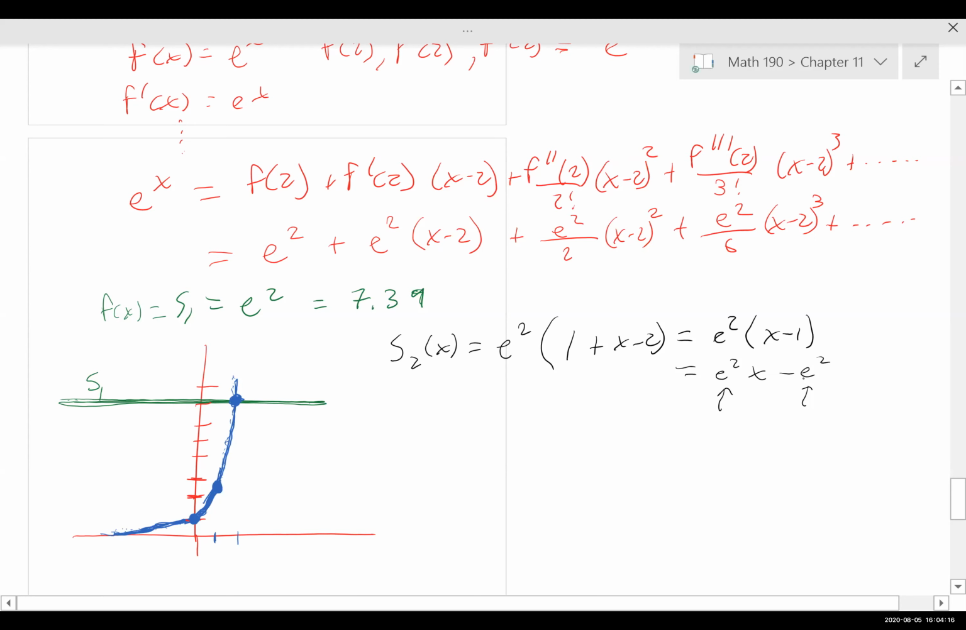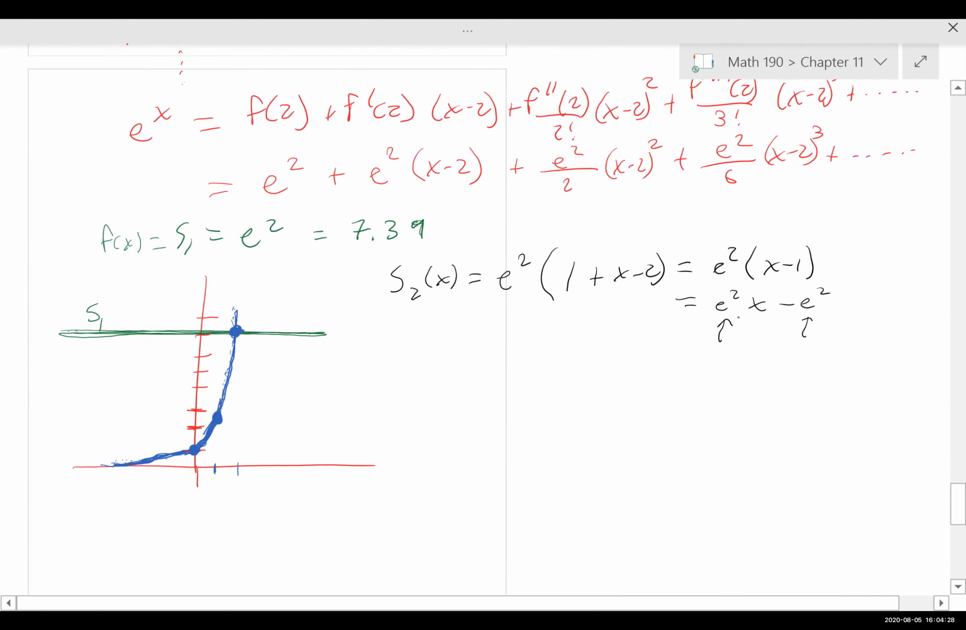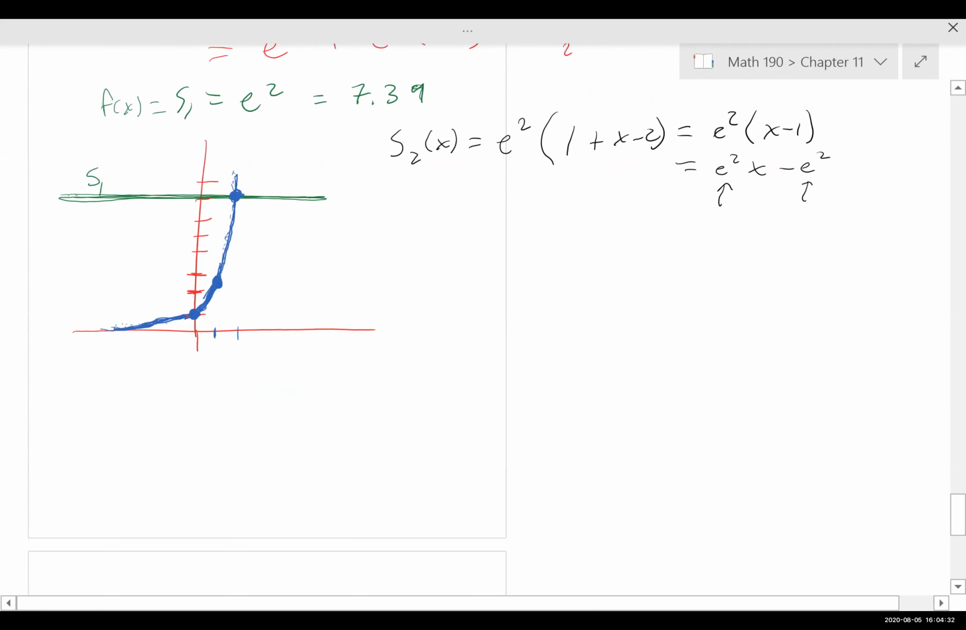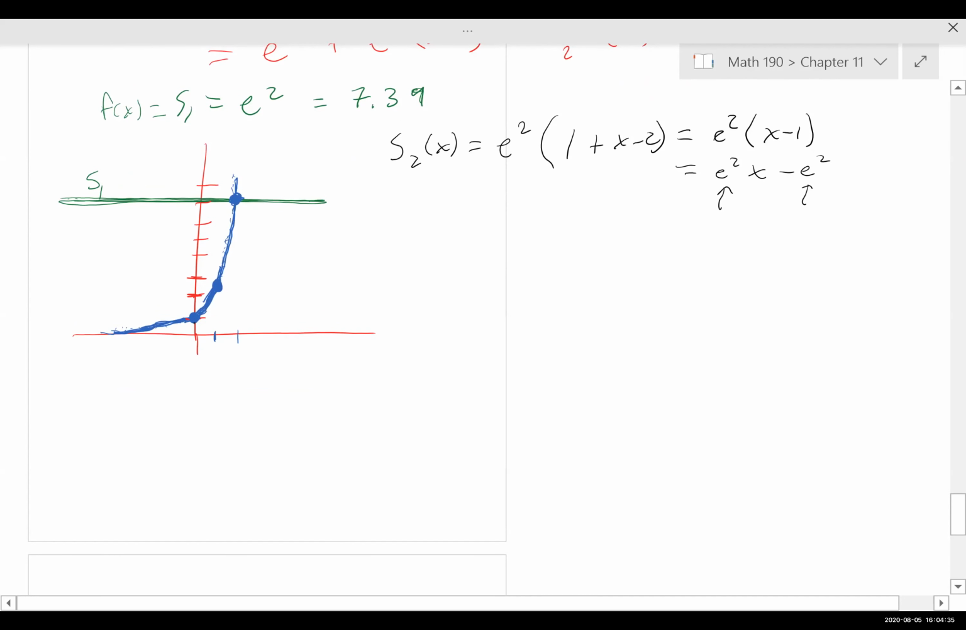Is that right? Yes, negative e squared. So it has slope e squared and y-intercept negative e squared. So if we go down to this guy, 1, 2, 3, 4, 5, 6, 7, 8, that's the y-intercept there.